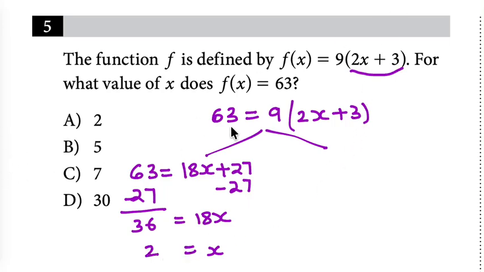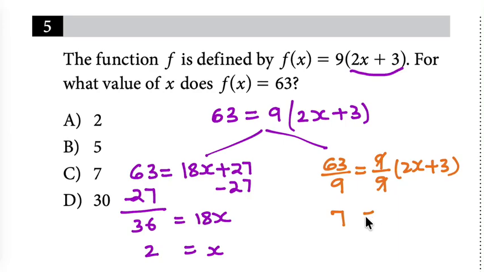And another method is, why not divide by 9 on both sides first? So all this distributive thing will be deleted, right? So 63 divided by 9 is equal to 9 by 9 times (2x + 3), which is deleted. 7 is equal to 2x plus 3. Subtracting 3 on both sides and then dividing by 2 on both sides, so x is equal to 2. Both methods are correct, right? But this method is a little bit risky.